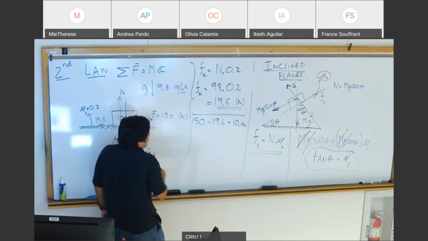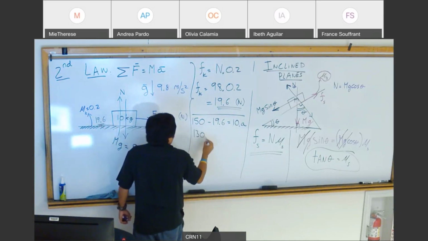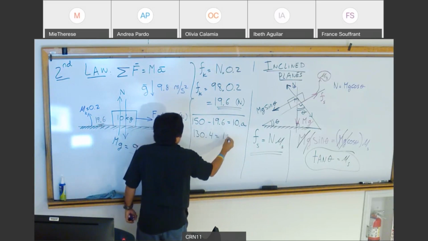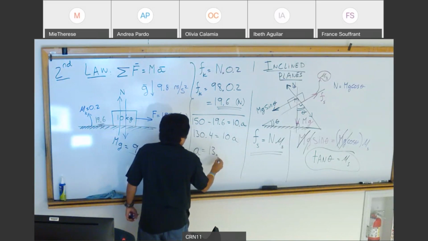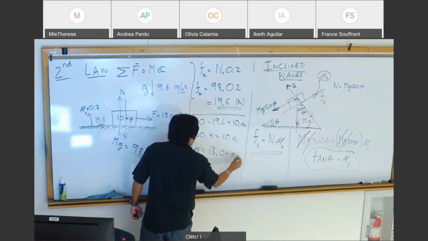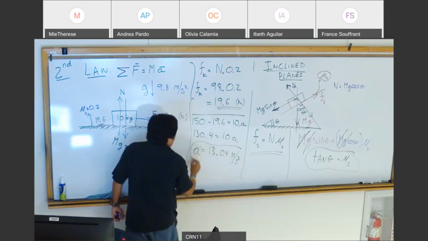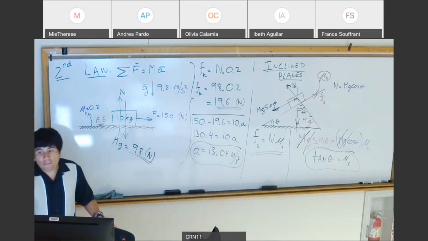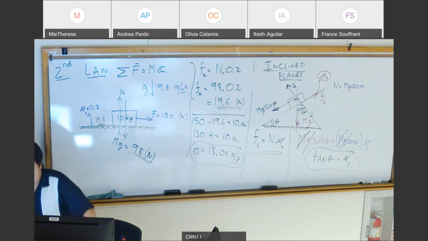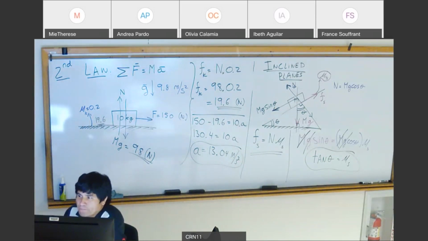That should be how much? 130.4 equals to 10.8. So then the acceleration will be 13.04 meters per second squared. So less, as you expect, with friction, there is less acceleration, right? So that problem there is actually a good example, all right? The other ones were more to visualize Newton's laws, but this one here is a nice application, all right?